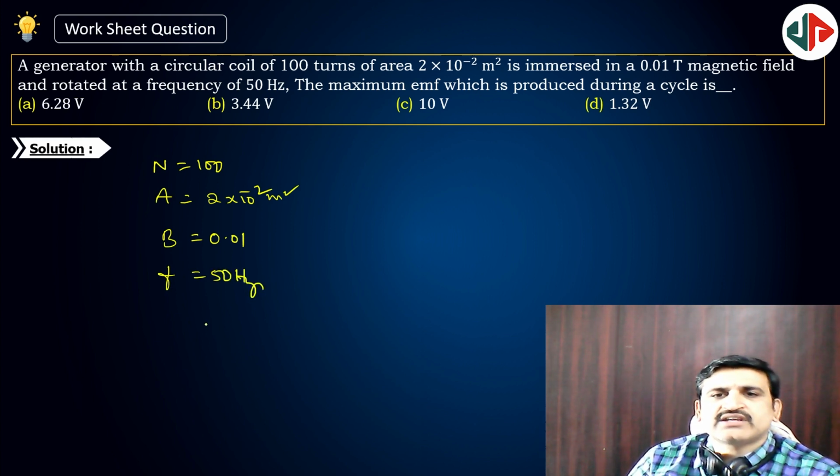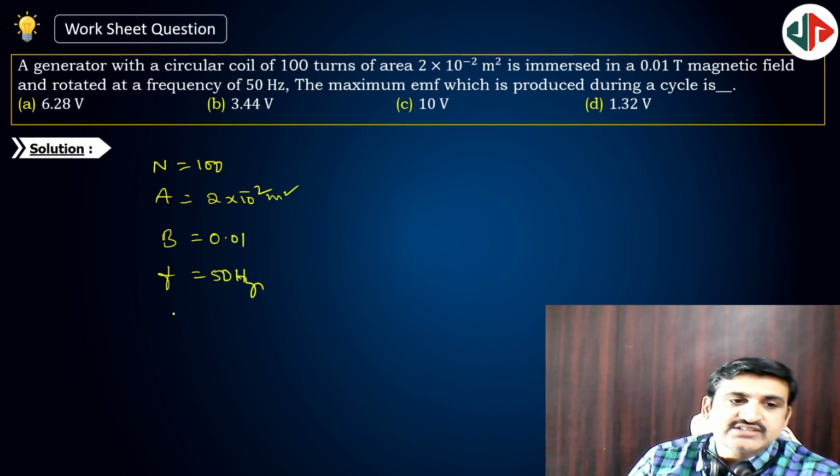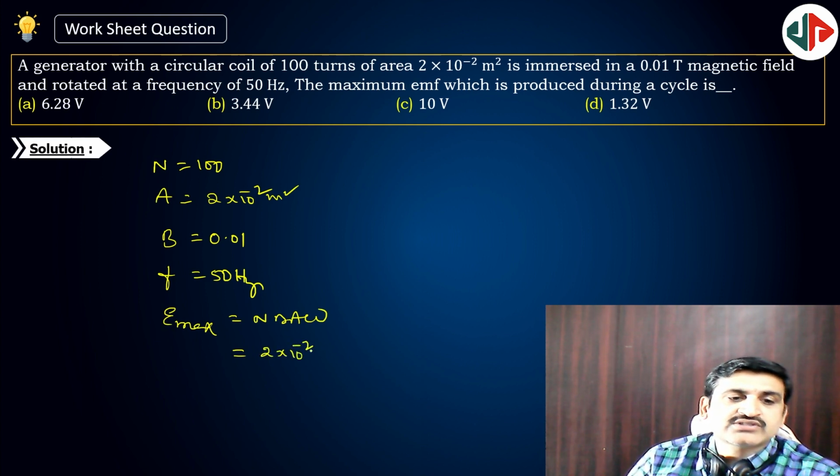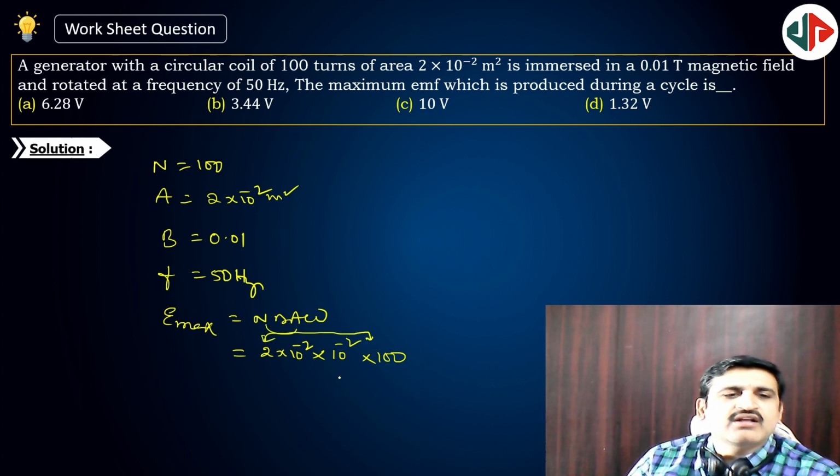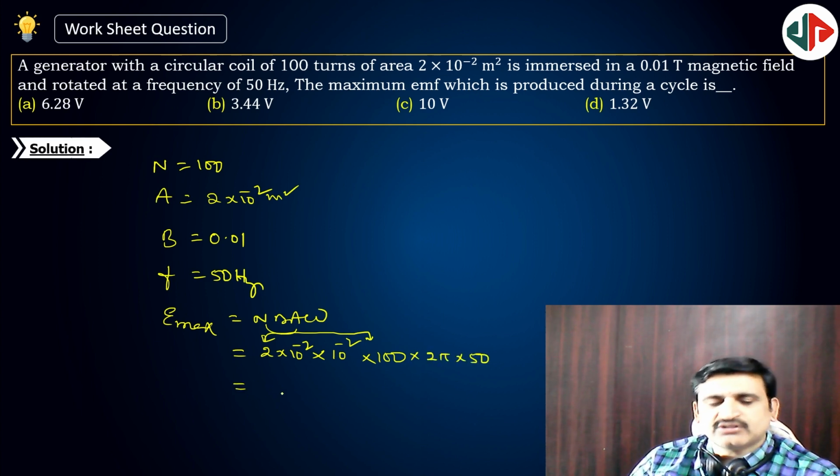And the maximum EMF which is produced during the cycle, Emax is equal to NBA omega. N value 100, A is 2 into 10 to the power of minus 2, B is 0.01, 10 power minus 2. Okay, I wrote this area here and N there, no problem. And omega is 2 pi F, 2 pi into 50.